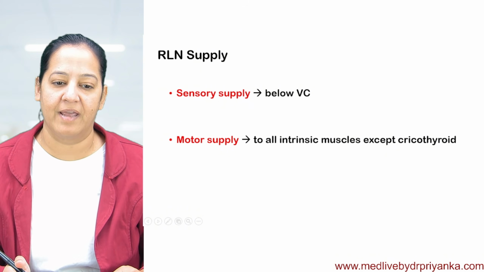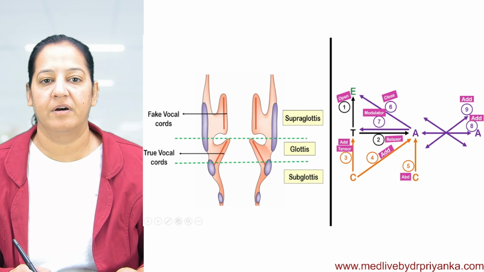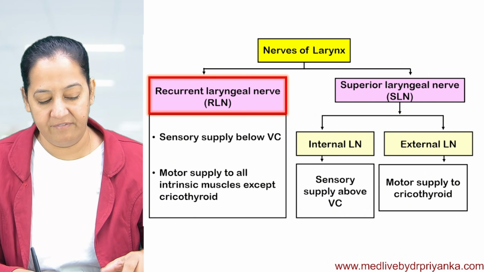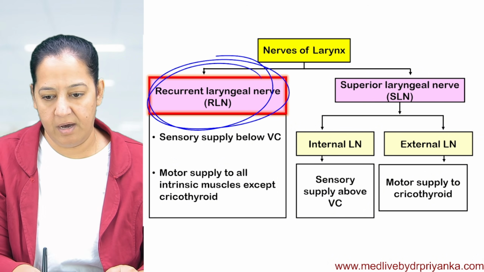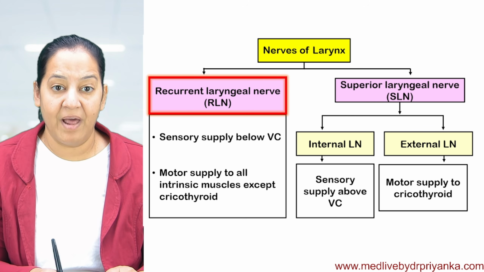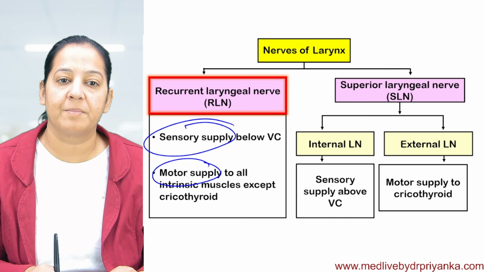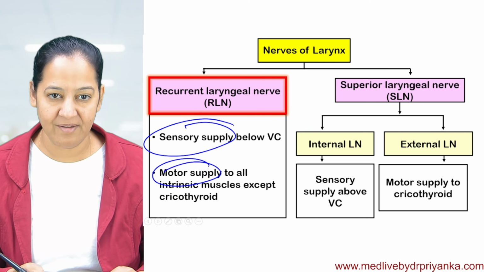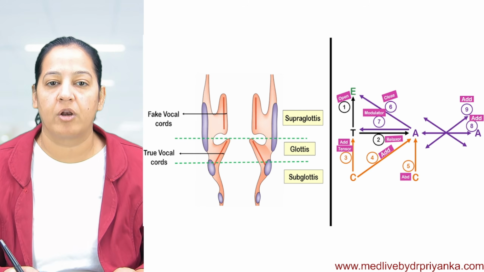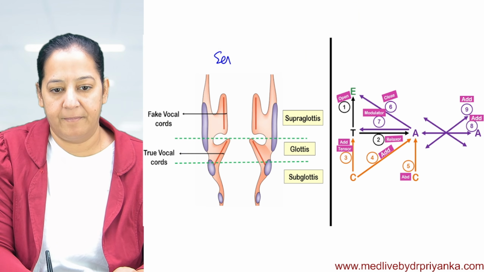Now come to the nerve supply. What does RLN supply? First, see where the RLN is. This one is the RLN. Can you see it? So tell me, RLN supplies sensory supply to what and motor supply to what? You know sensory and motor, I guess everyone understands. RLN gives sensory supply below the vocal cord.